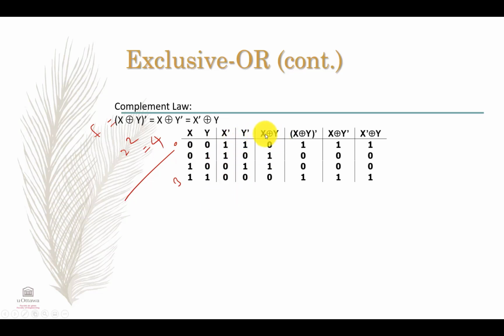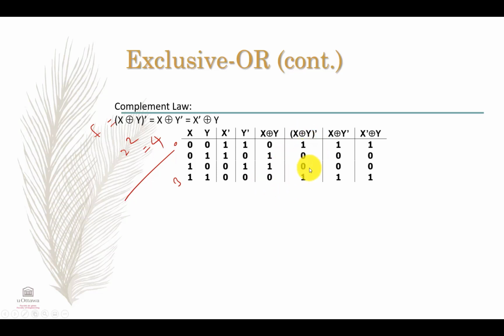So x exclusive OR y is basically the inequality. So it will be 1 in this case, and 1 in this case, and 0 here, and 0 here. So 0 1 1 0. Then if you need to complement that, you just need to complement the entries in this column. So 1 0 0 1.